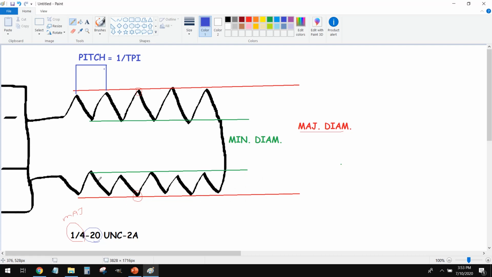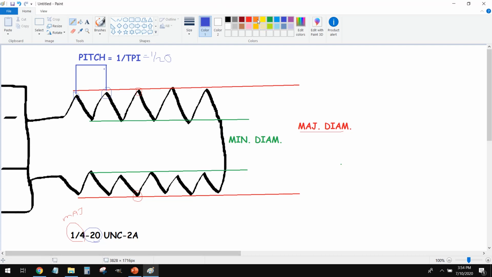Now, what that leads us into is our pitch. And our pitch is our distance between thread teeth. So since we know that there are 20 teeth in 1 inch, the distance between each tooth is 1 inch divided by your threads per inch. So in this case, it's 1/20 is our pitch. That's going to be important when it comes to modeling threads, but we'll touch on that in our next video.